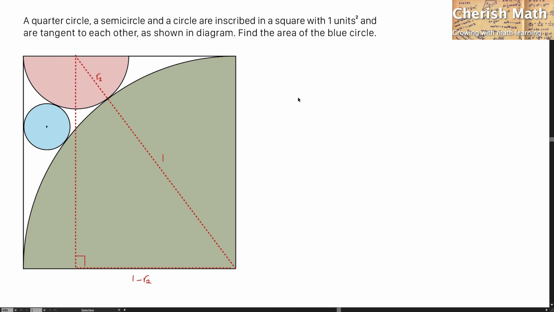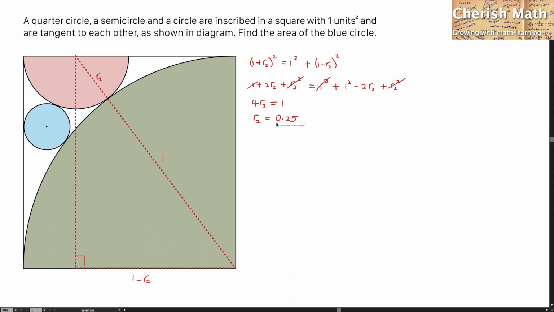I'm going to use the Pythagoras theorem to solve the problem. This is the first step. And by expanding it, this cancels and this cancels. By rearranging the equation, 4R2 is equal to 1, and the value of R2 is equal to 0.25.